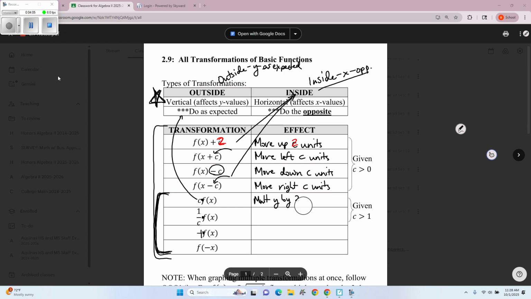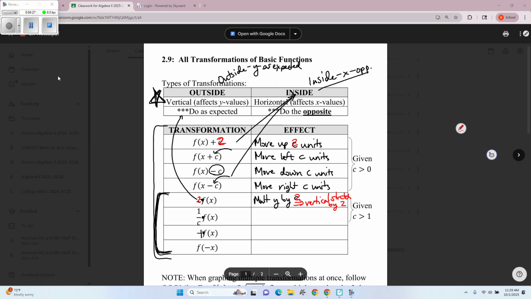And again, if you don't like c, change this to a number that would make sense. Let's say it's 2 f of x. Then you're really multiplying the y values by 2. So what does that actually mean? It's a vertical stretch of the graph. Vertical stretch by 2, by times 2.